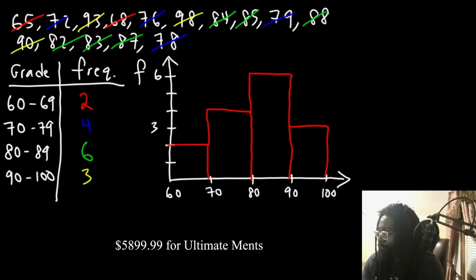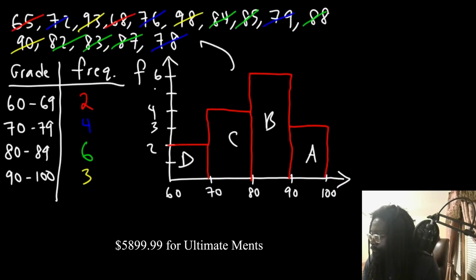So let's put the grade. So this is a D. 2 students got a D. 4 students got a C. And 6 students received a B. And 3 students received an A. So that's how you can create a histogram from a data set like this using a frequency distribution table.